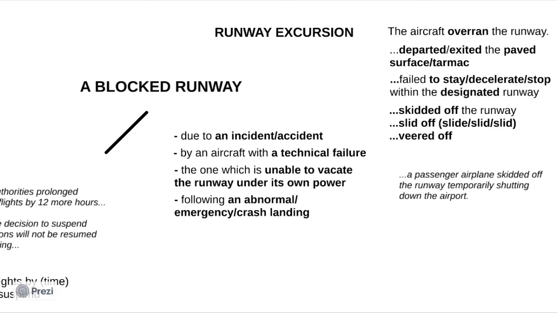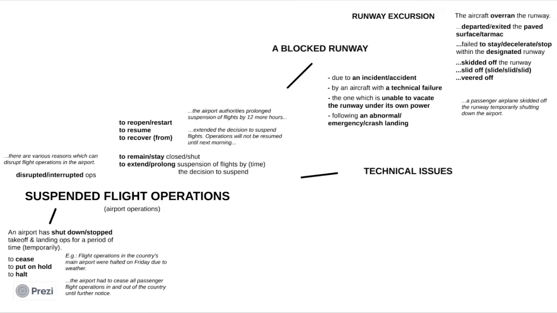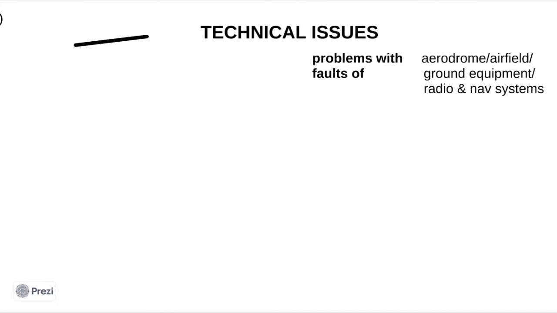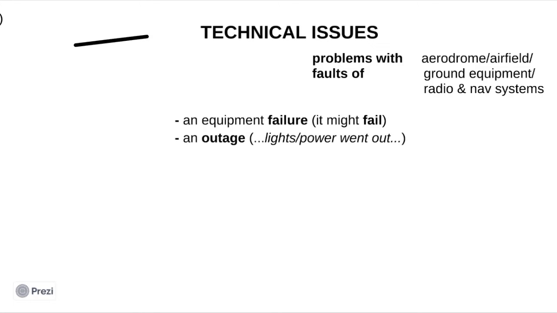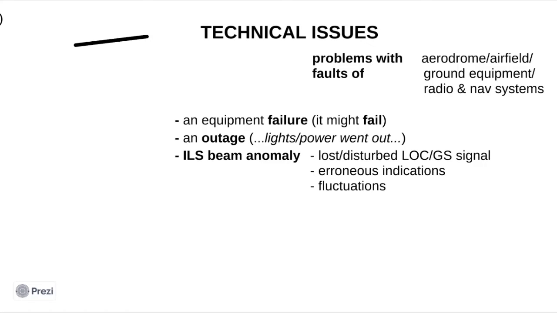Reason 2, technical issues, meaning problems with or faults of aerodrome, airfield, or ground equipment, or radio and navigation systems. Of course, they can be numerous. What is the general vocabulary that we use to describe technical problems? There might be an equipment failure, or it might fail. There might occur an outage, for example, approach lights or power went out. There might take place an ILS beam anomaly, particularly localizer or glide slope signal might get lost, causing erroneous indications or fluctuations, for instance. By the way, the latter may be momentary or steady or excessive.